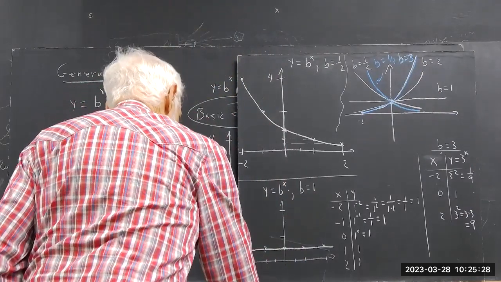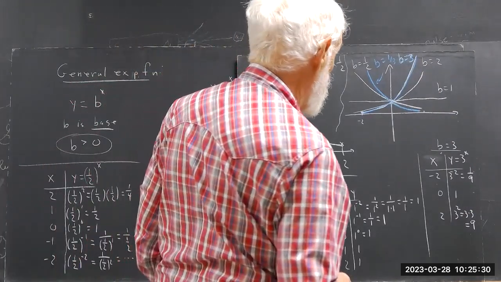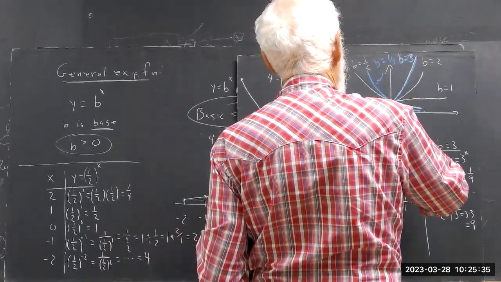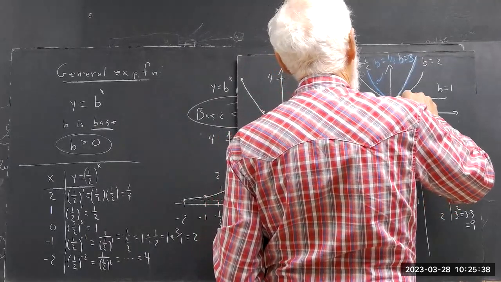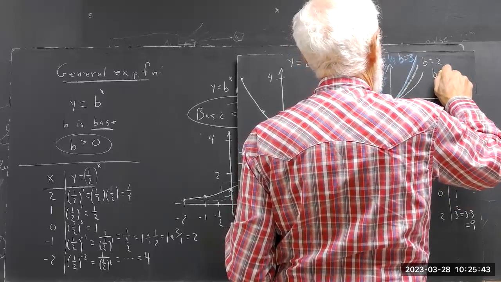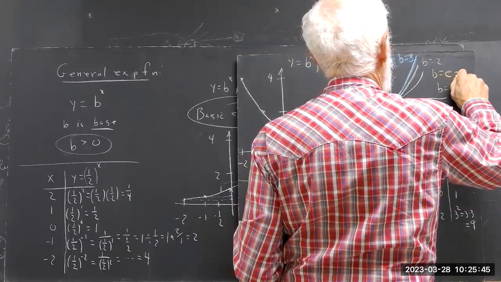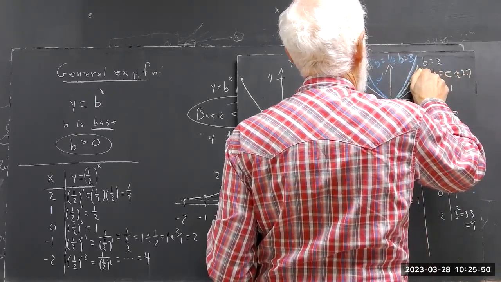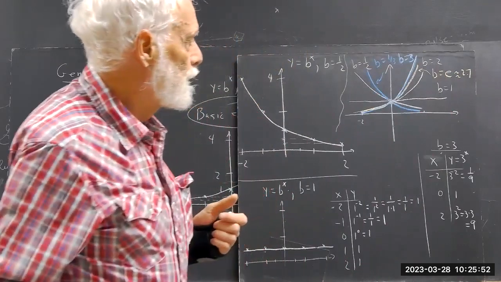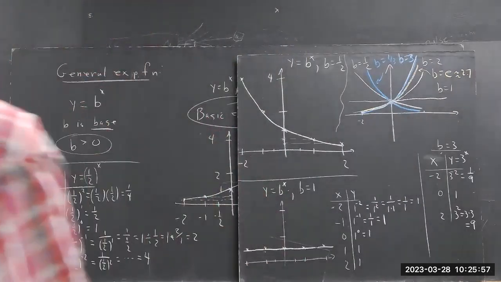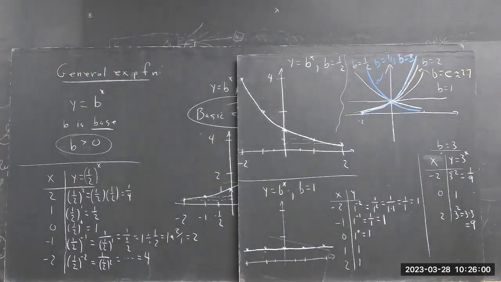Okay, there's a whole series of graphs that you're going to want to understand. The graph that I'm going to have here is in between the b equals 2 and b equals 3 graph. b equals e, which is approximately 2.7. You don't really need to know that right now, but we're going to talk about it later. You're going to encounter that function very soon.